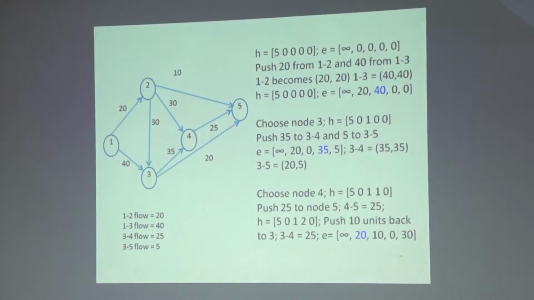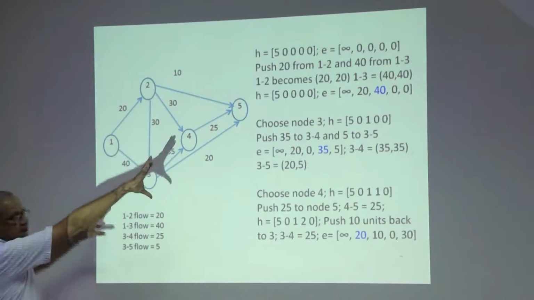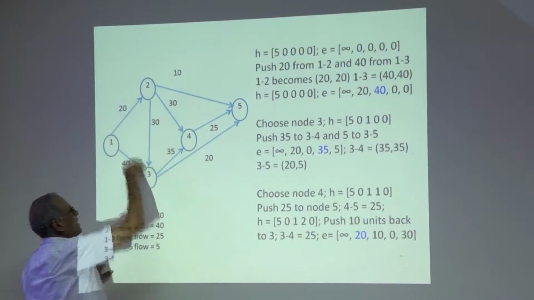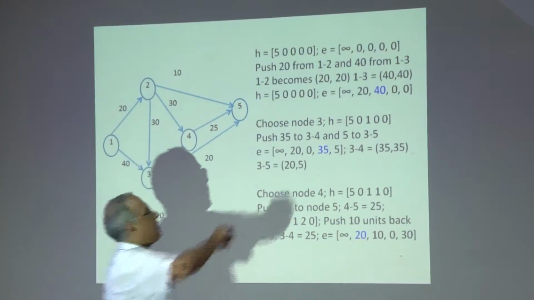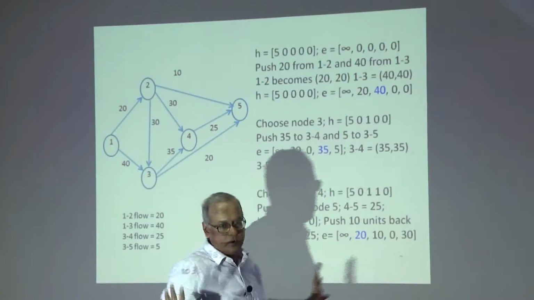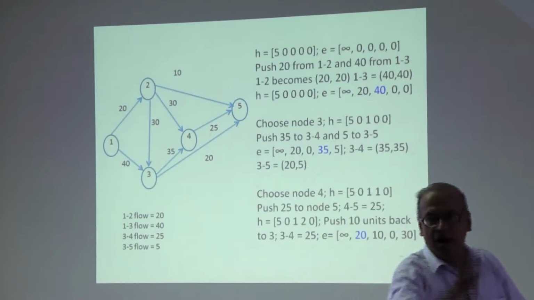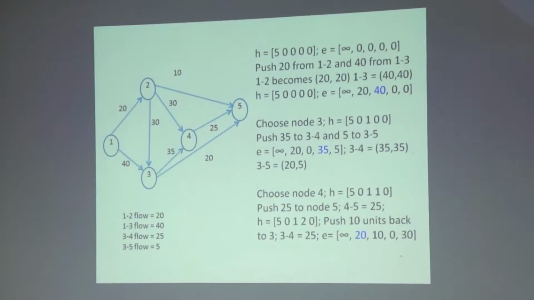Now the moment the height is 5, all these heights are 0. 1 and 2 are connected, 1 and 3 are connected. Automatically 20 and 40 will flow from 1 to 2 and 3. Right? Both of them have height 0, therefore at the same time 20 and 40 will flow. Now excess flow is infinity, 0, 0, 0, 0 to begin with. Now the game starts, and then push 20 from 1 to 2 and 40 from 1 to 3.